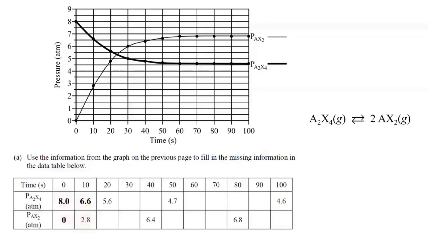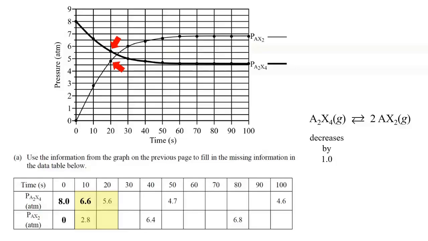At 20 seconds, the pressure of the reactant A2X4 decreases to a value of 5.6 atmospheres. The pressure of the product AX2 increases to a value that is just under 5 atmospheres. Again, let's take a look at the change in this 10-second interval and relate it to the stoichiometry in the balanced equation. So in this 10-second interval, the pressure of the reactant decreases by 1.0 atmospheres.